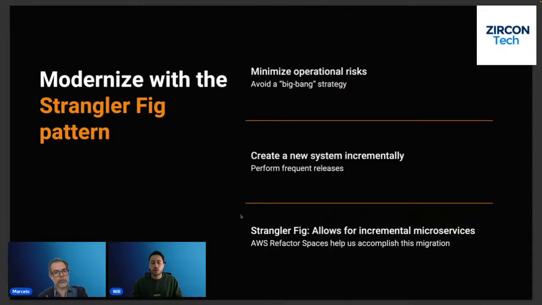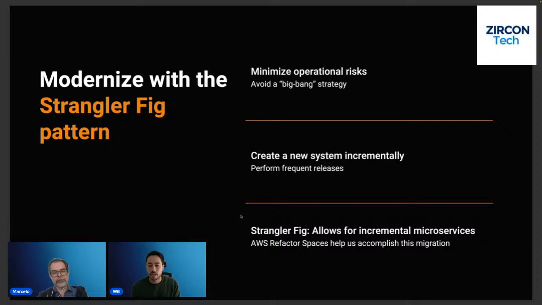So why do we want to use this pattern? Let's take a step back and think about what we would do traditionally. Traditionally, we can think of a more big bang strategy, where we develop the whole set of microservices, we set a date to switch those systems, and then we just cross our fingers and hope for the best. But that certainly has a lot of operational risk, and it's not ideal, right?